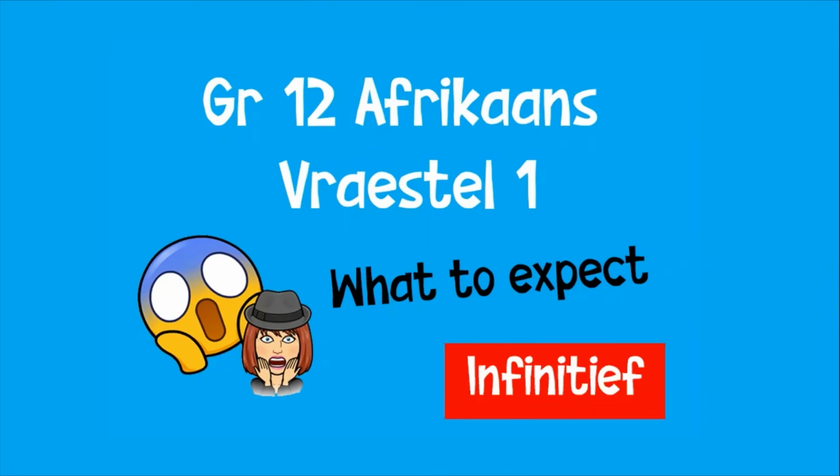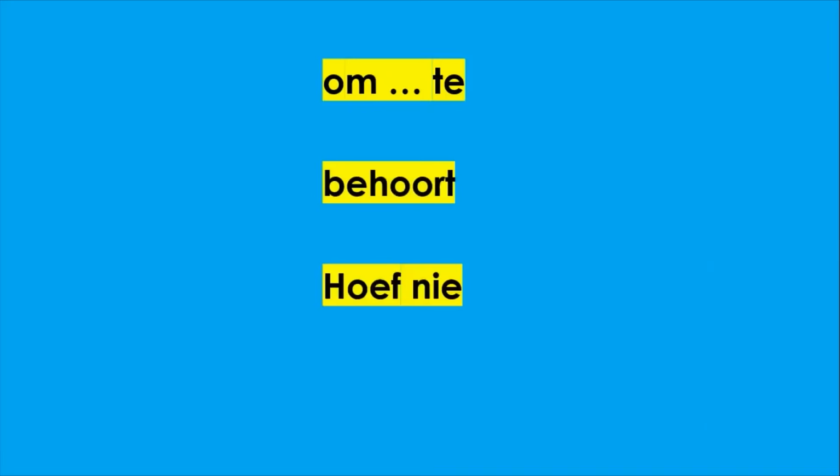Okay, guys, in today's video, we are going to look at those 4 past papers, and we are going to look at the infinitief questions. Let's recap. What is infinitief? It can be om te, behoort, en hoef nie. And remember, with all of these, we are going to put a te in front of the verb at the end of the sentence at verb 2. Okay, we are going to start with the behoort questions.